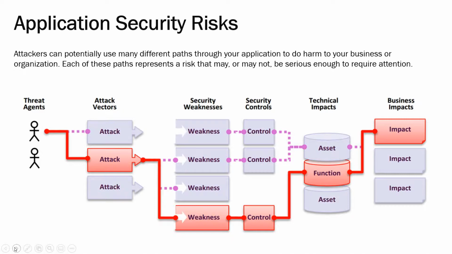Once they find a weakness, it may be possible that there are already controls in place, on which your company has already invested the time, the effort, the money, and some products. But again, no control is foolproof, no control is 100% secure. So they may exploit that control and then get access to a certain asset as well as a certain function.